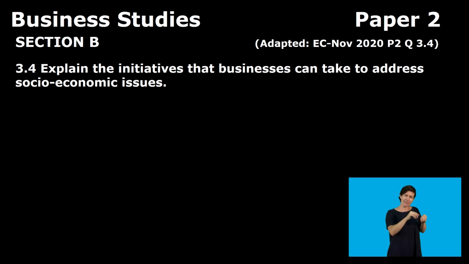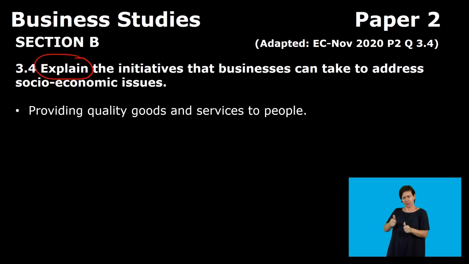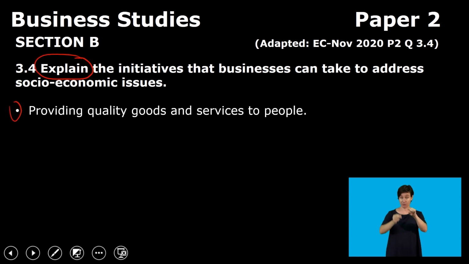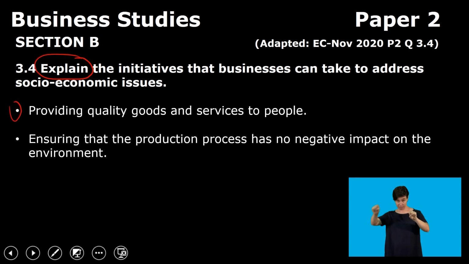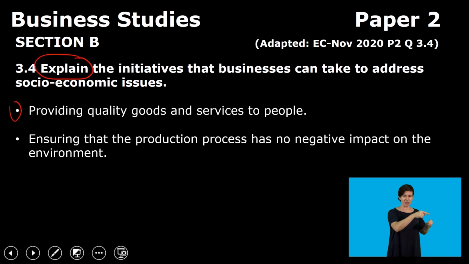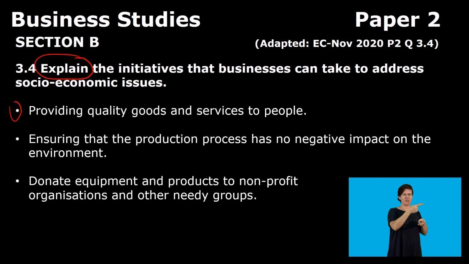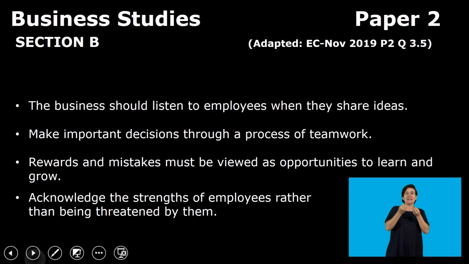Right, 3.4, explain the initiatives that businesses can take to address socioeconomic issues. Again, the action verb is what? It is explain. We're explaining the initiatives, right? What are those initiatives? Providing quality goods and services to people, again in point form. Right, and full sentences: ensuring that the production process has no negative impact on the environment. Donate equipment and products to non-profit organizations and other needy groups.